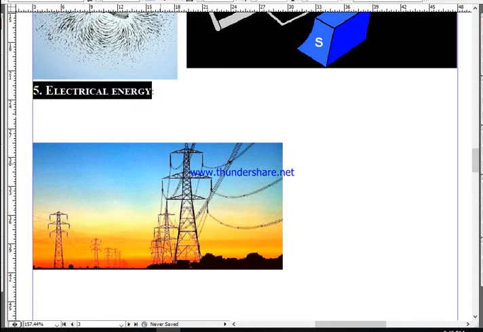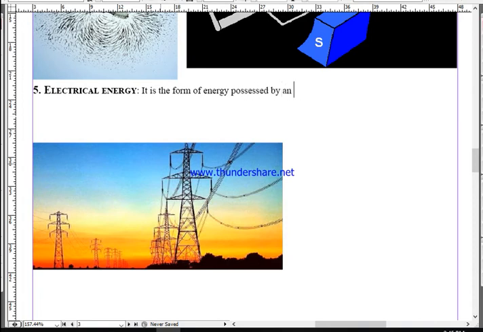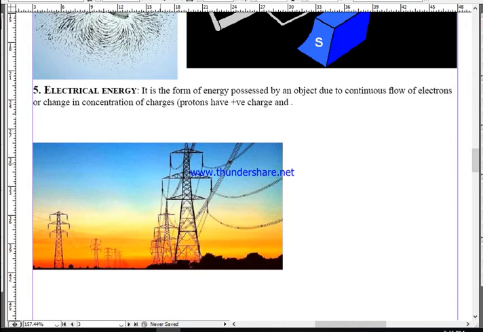Do you know what electrical energy is? We just discussed it, isn't it? It is the form of energy possessed by an object due to the flow of electrons, or you can say continuous flow of electrons, or change in concentration of charges. Charges means positive charge and negative charge. Protons have positive charge and electrons have negative charge.